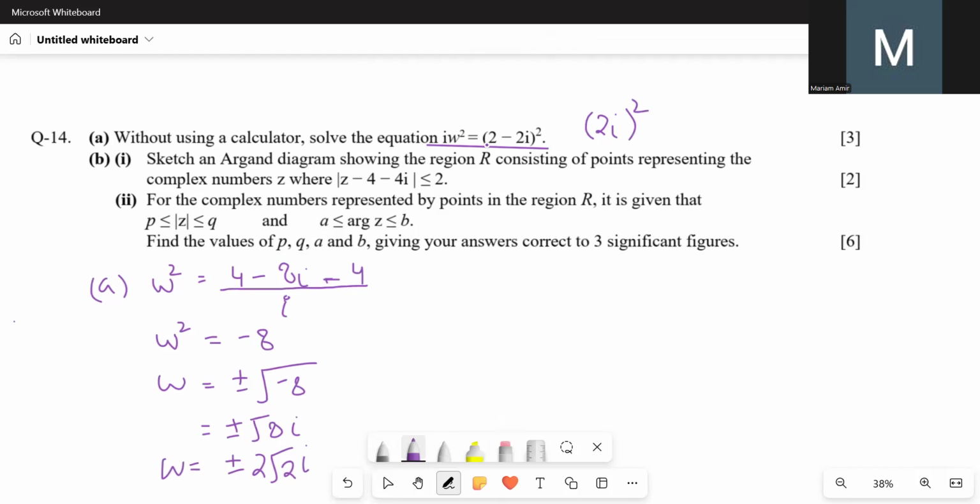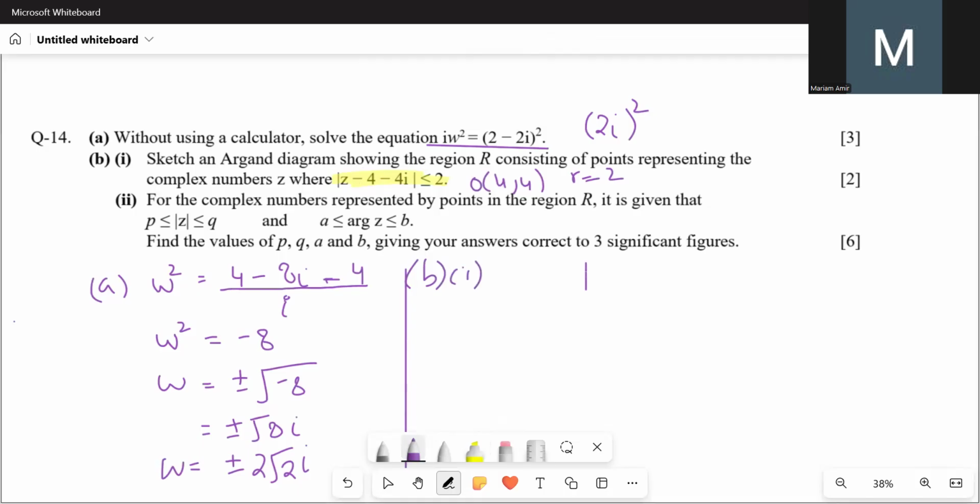Okay. Part B1, sketch an Argand diagram showing the region R consisting of points representing the complex number this. Okay, this means we have to draw a circle which has a center of 4, 4 and a radius of 2. For the center, we flip these signs. Okay, so B1 would be an Argand diagram. Center is 4, 4. So 1, 2, 3, 4. 1, 2, 3, 4. This could be that center, and radius is 2.